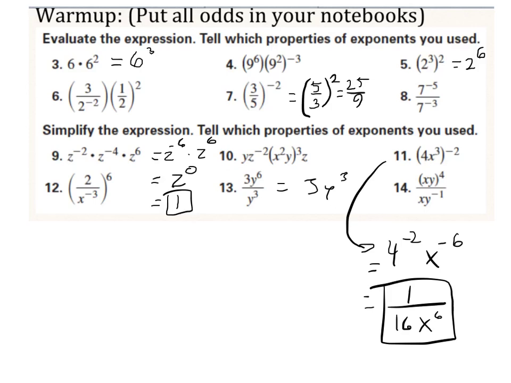And lastly, we have 4x to the third raised to the negative 2. So I distributed the negative 2 through. I get 4 to the negative 2 and x to the negative 6, which puts everything underneath. 4 squared is 16, and x to the 6 stays as it is.